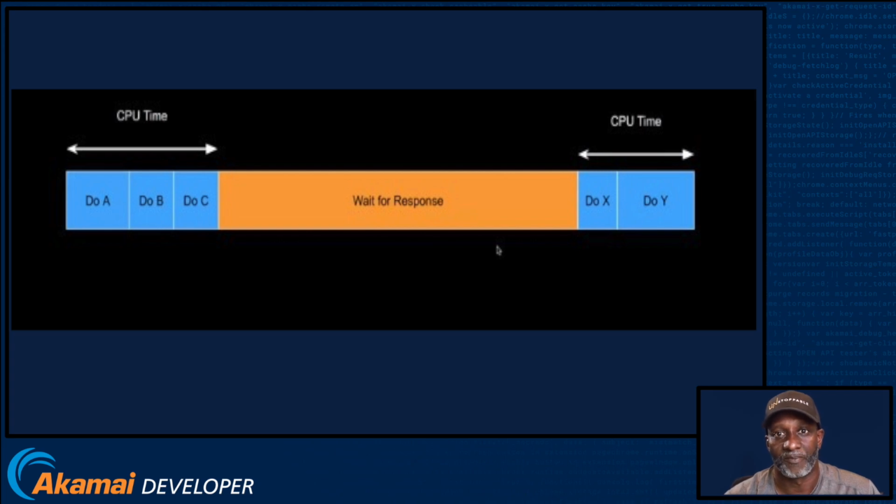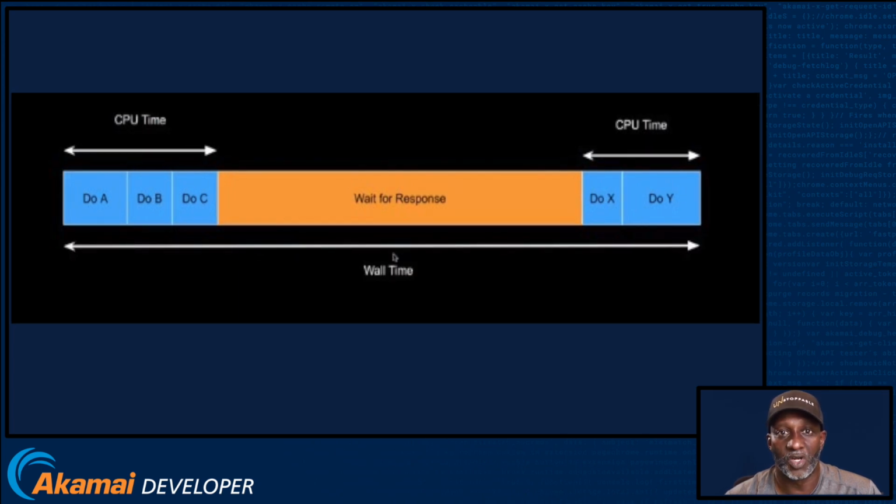Next is waiting time. So once the request is sent, we wait for the response to come back. That could be a couple hundred milliseconds up to a couple seconds. And waiting time is not part of the CPU time. And then when the response comes back, we may do some additional EdgeWorker actions that require CPU, some modification to the response. Again, more CPU time. And then we have wall time, which is the total time of the overall EdgeWorker execution, including the CPU time and the waiting time.